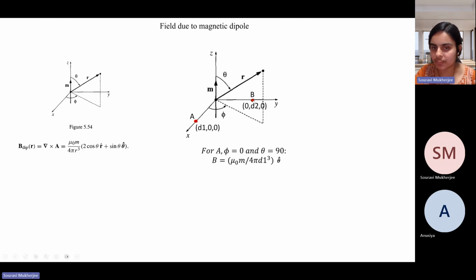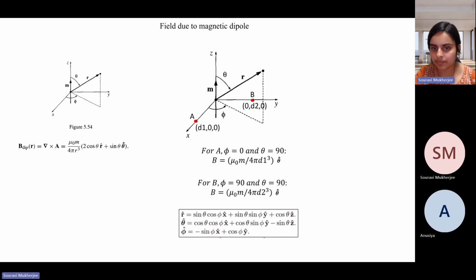Similarly, you can do the same for B. So what would be the values of phi and theta for B? It's very simple from this expression that in this case phi would be 90, and theta is also 90. So if you do that, you get something like this. Now one can always change from theta cap or any of the unit vectors r cap, theta cap, phi cap to the Cartesian unit vectors, and this is the relation that one can use. This is something we had started with. Okay. So this in a way tells you how the fields look at different field points around a magnetic dipole.